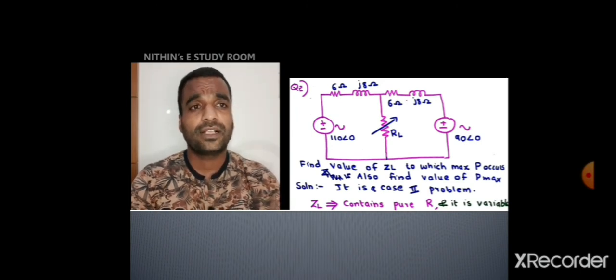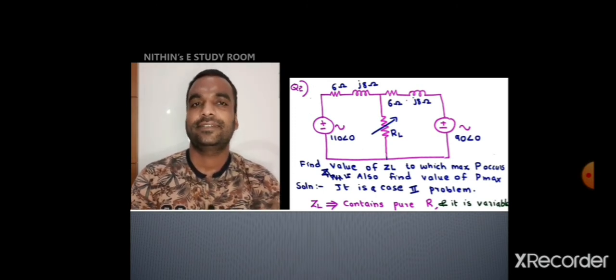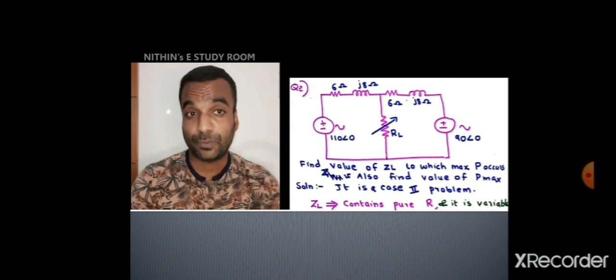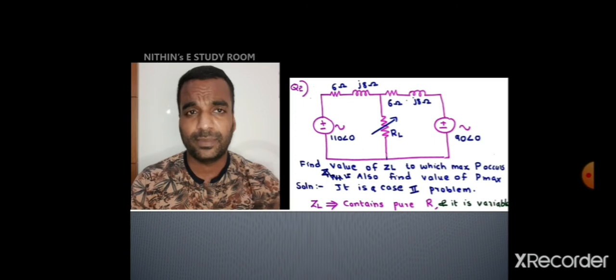So the question is to find the value of ZL for which maximum power transfer occurs. Also find the value of that Pmax. Solution. Which case is it? It is a case 2 problem. So ZL contains a pure resistance and it is a variable. That is the case.